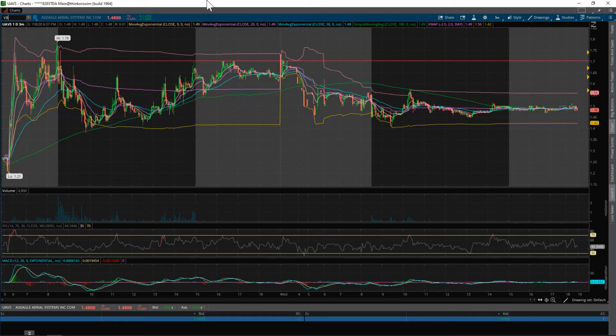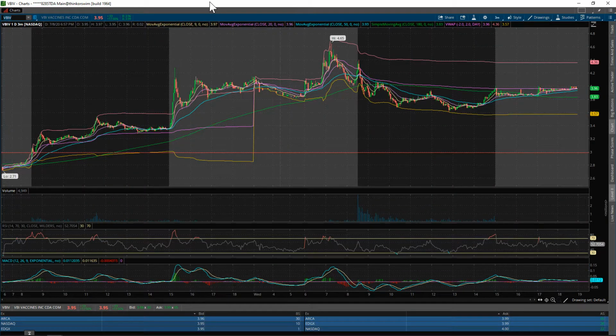Now, the big winner was VBIV, and this is what kept me slightly green on my main account, but on all my other accounts, which I wasn't able to get into VBIV, I ended up red because of the BIOC and the UAVS trades. So I ended up slightly red on the day with all combined accounts.